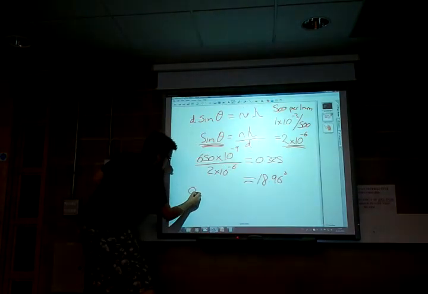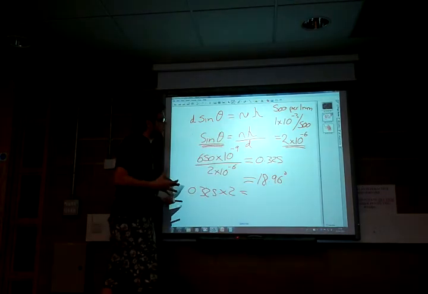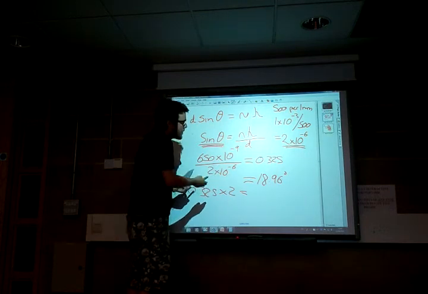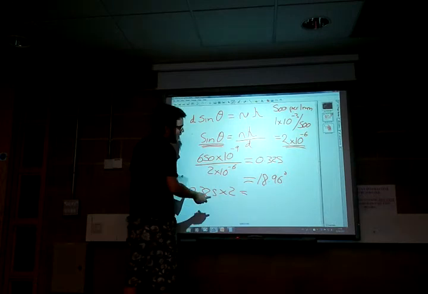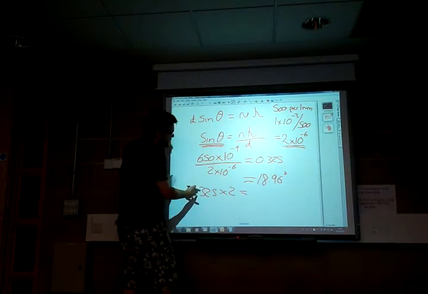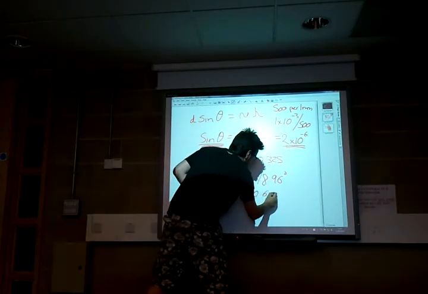So really, all you need to do is take your 0.325, we'll do it down here, and just times that by 2, because all you're doing now is looking for the second order. If you were looking for the third order, you times it by 3. If you were attempting to look for the 6th order, which is very unlikely, you times it by 6. But we're looking for the second order. So 2 times 0.325 is obviously 0.65.